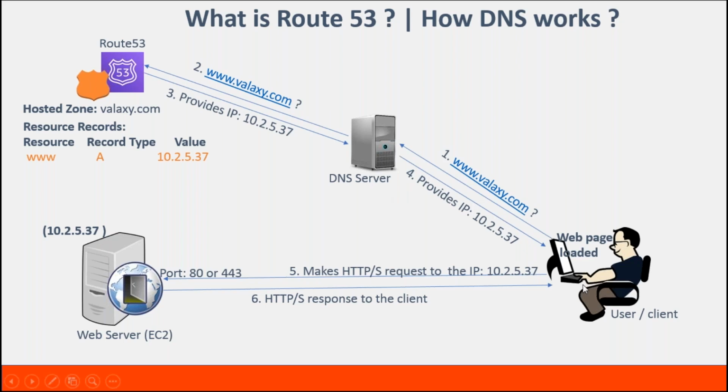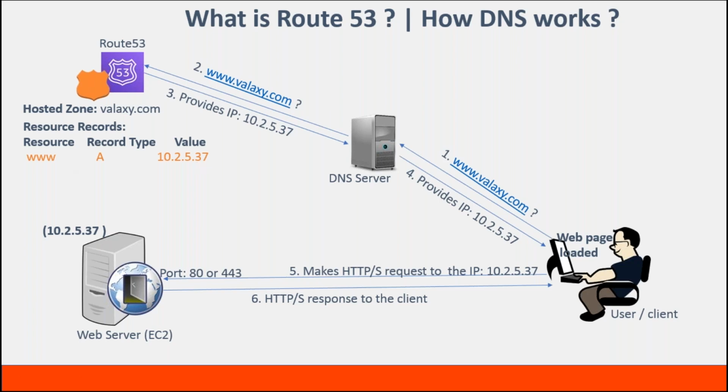So when the client is hitting a name in the browser to get the services, first the request will be sent to the local DNS server, which is managed by your internet service provider. If that local DNS server does not have the details about the particular domain name that you are looking for, then it will forward the request to AWS Route 53, which is the main DNS server where the actual resource records are hosted.